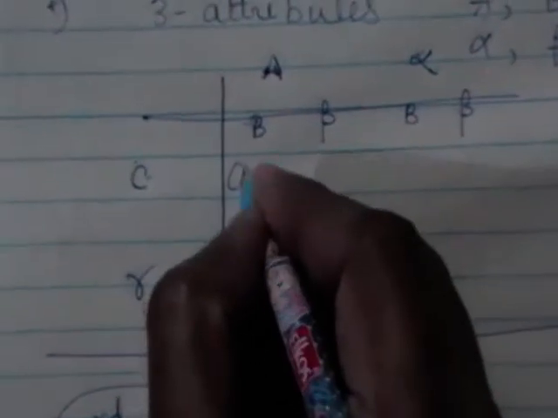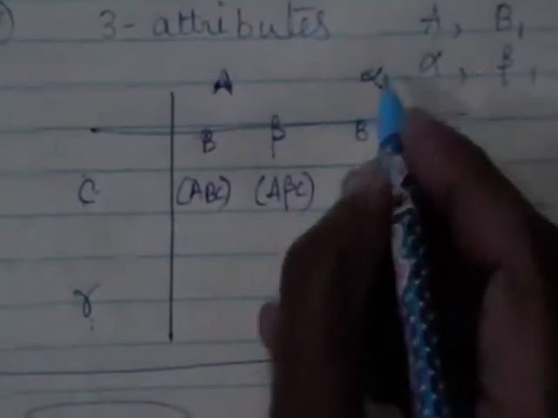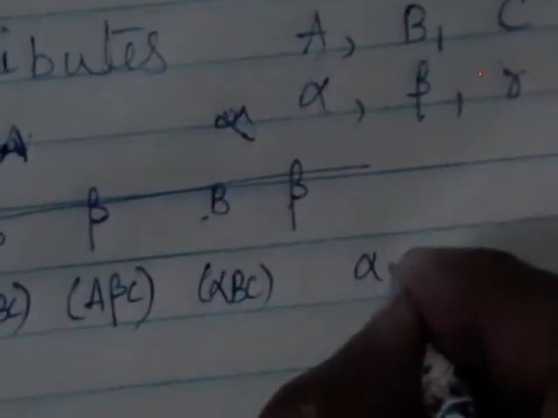You write here A, B, C. Next, A beta C. Next, alpha B C. Next one, alpha beta C. Next one, A B gamma.